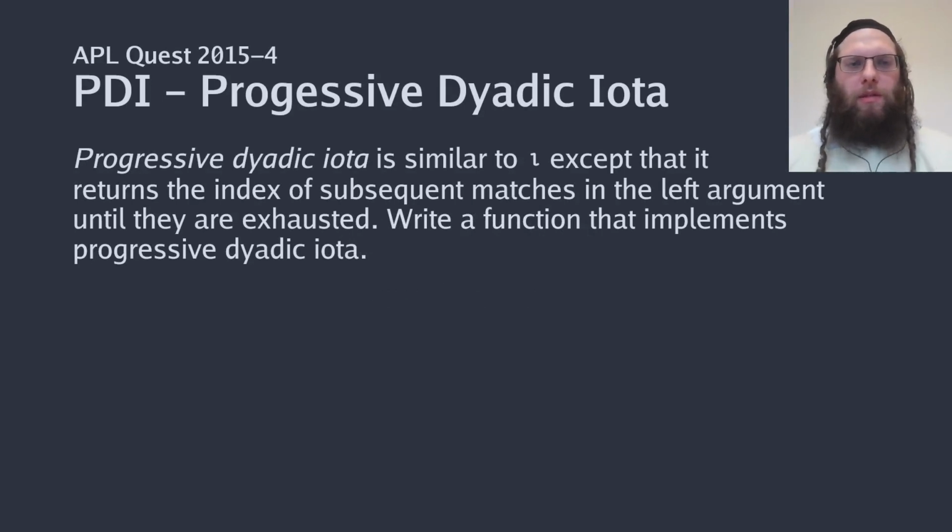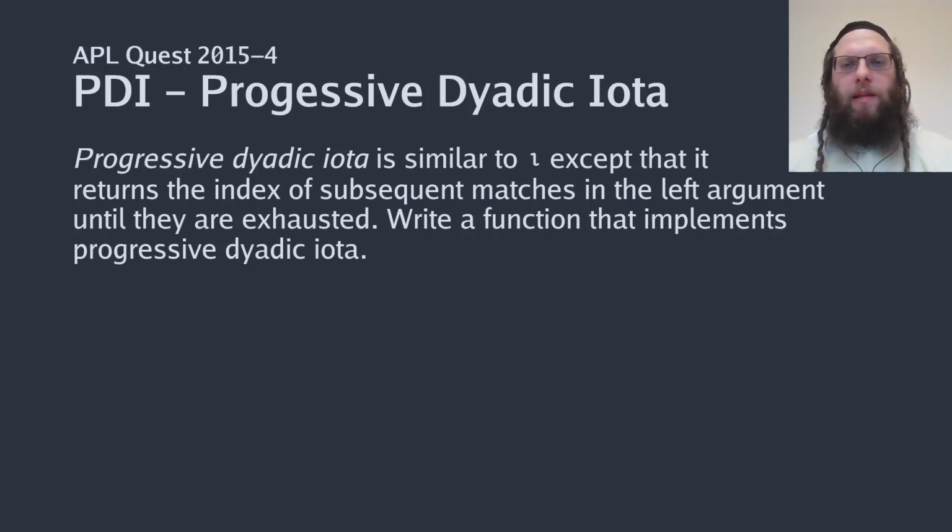Today's task is the fourth from the 2015 round of the APL problem solving competition. We are to implement what's traditionally called Progressive Dyadic Iota or Progressive Index of. It's just like normal index of, but instead of finding the first occurrence of every element on the right in the array on the left, it consumes the elements on the left. So it's like index of without replacement.